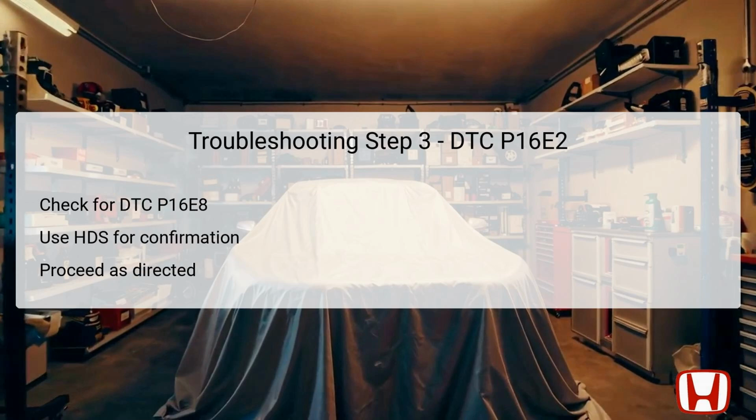In the third troubleshooting step, verify if DTC P16E2, indicating a PGM-FI shutter grille LIN communication error, is present. This requires checking for pending or confirmed DTCs once again with the HDS. If DTC P16E2 is confirmed, you will proceed to Step 8 in the repair protocol. If it is not present, continue to Step 12.